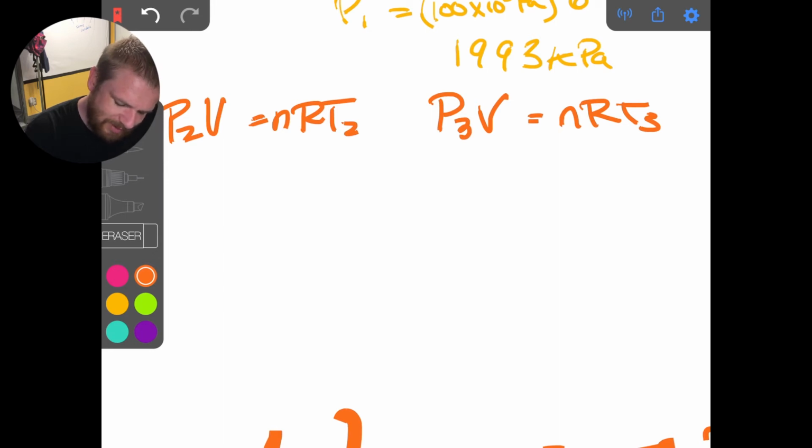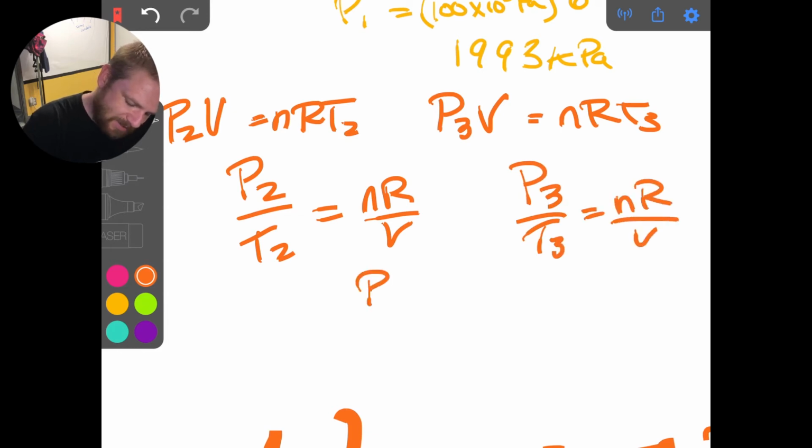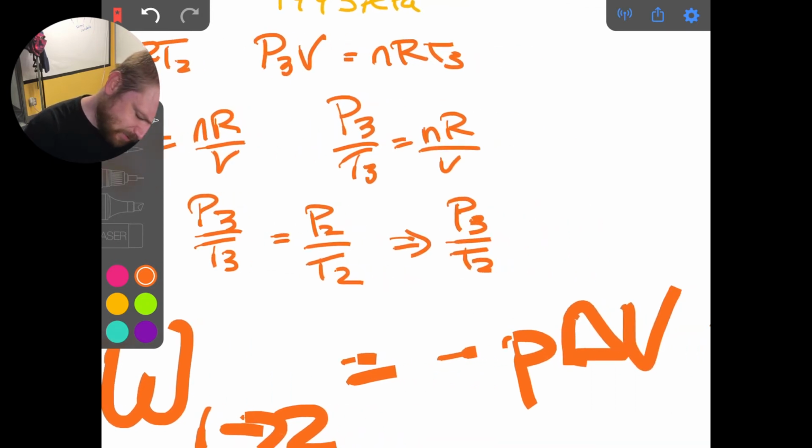So we're going to solve for everything that has a subscript on one side of the equation, and everything without a subscript goes on the other side. So we're going to end up with P2 over T2 is equal to nR over V from the first equation, and we also have P3 over T3 is equal to nR over V from the second equation, or P3 over T3 is equal to P2 over T2. We're looking for the temperature at state 3.